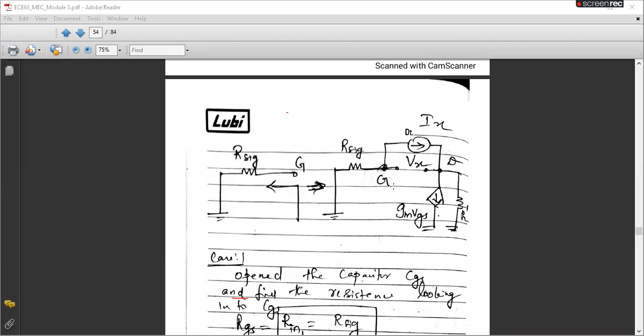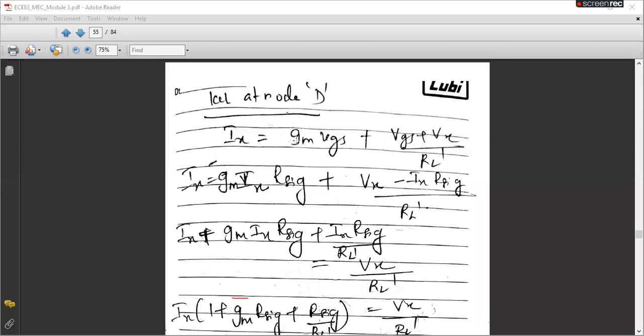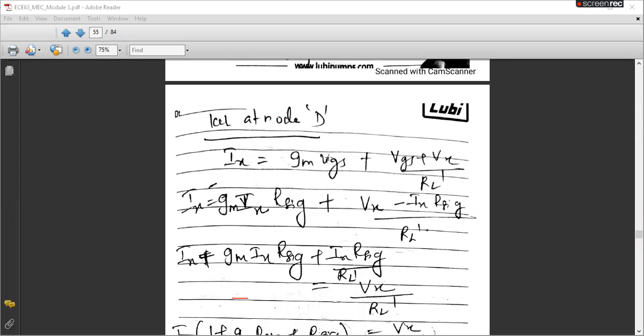You can apply the KCL and write equation number 2. So this is your equation: Ix is equal to Gm VGS plus Vx by RL dash. Here, which is your unwanted term? You are going to find the ratio between Vx and Ix, so the only terms you would like to include in this equation are Ix and Vx. So which is the unwanted term? VGS. Yes, VGS is the unwanted term.